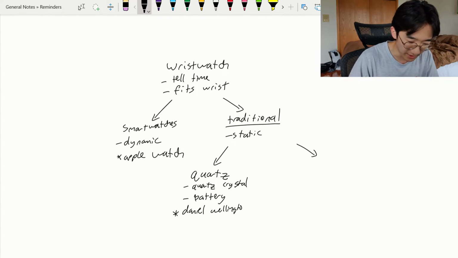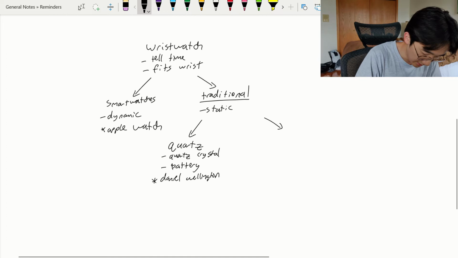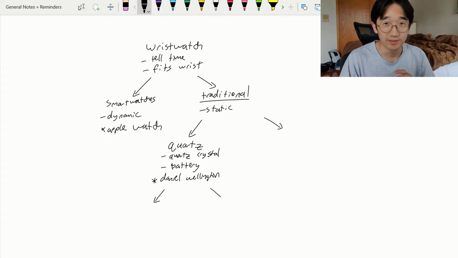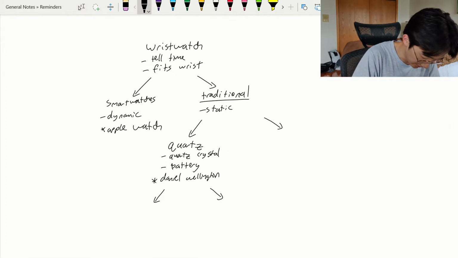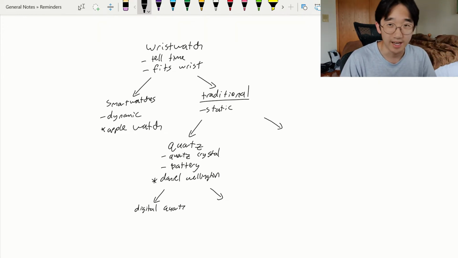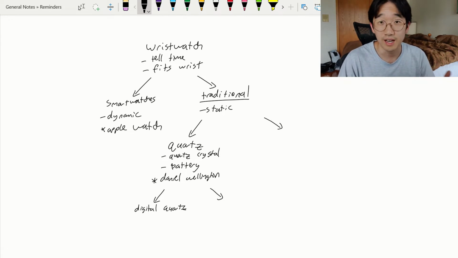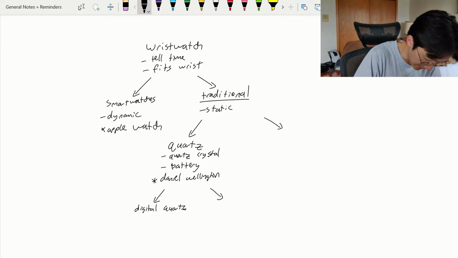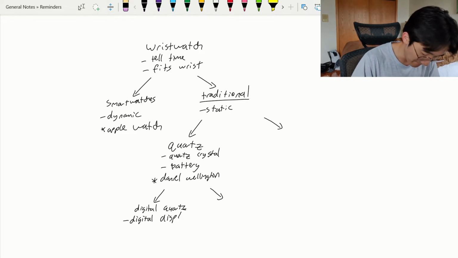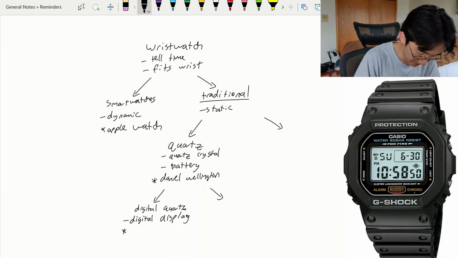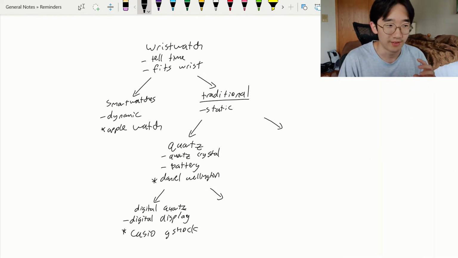Now, quartz watches can actually be divided even further. So we have a digital quartz. So digital quartz, it has like an LCD display. They can even have LED as well. So it has a digital display. And you can think of something like, for example, a Casio G-Shock, or even their Casio digital vintage watches. Those are digital quartz watches.